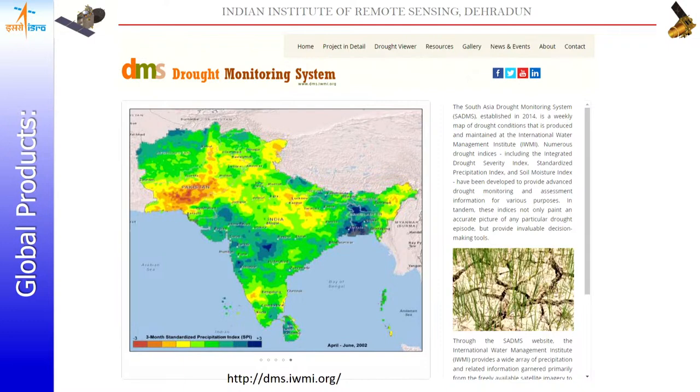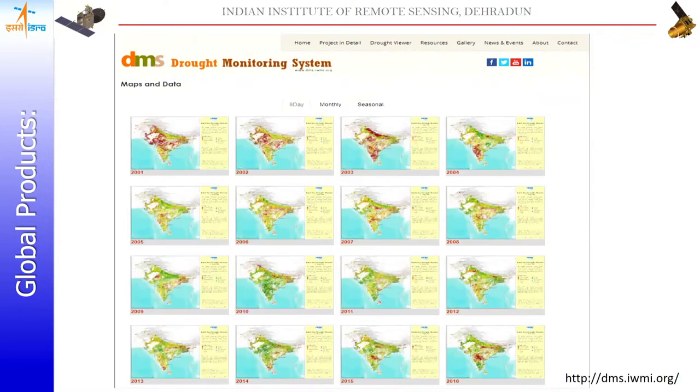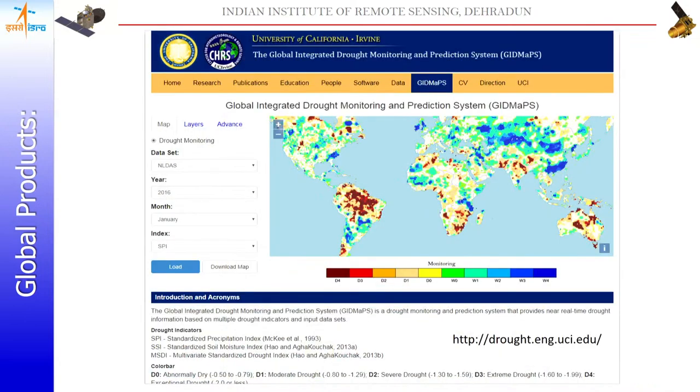The next product is related to the drought monitoring system, which is a product of the South Asia Drought Monitoring System, SADMS, project, established in 2014 under IWMI, the International Water Management Institute, situated in Colombo, Sri Lanka. In this project, they do drought monitoring assessment on an 8-day, monthly, or seasonal basis using MODIS datasets, computing NDVI, NDVI anomaly, VCI, and all these datasets are available on their web pages.